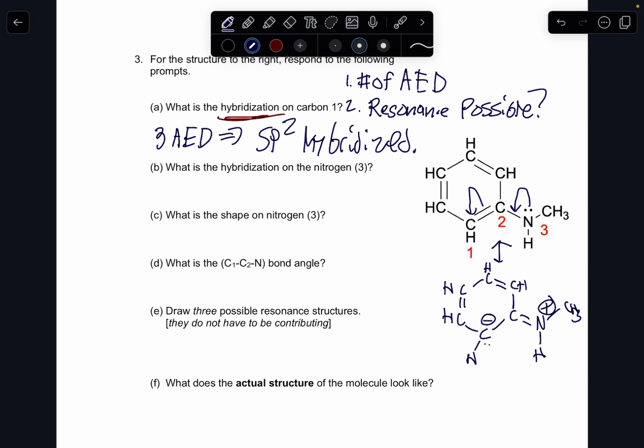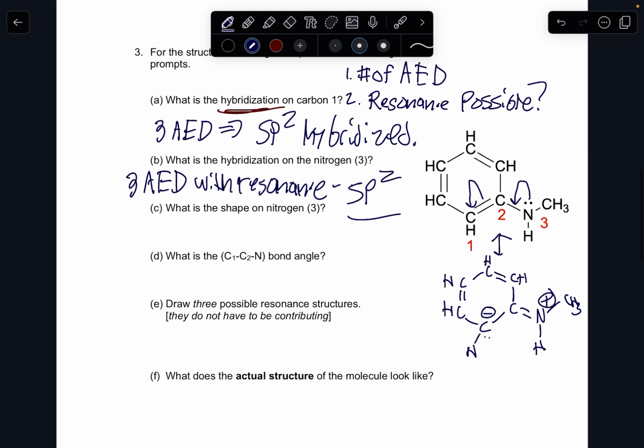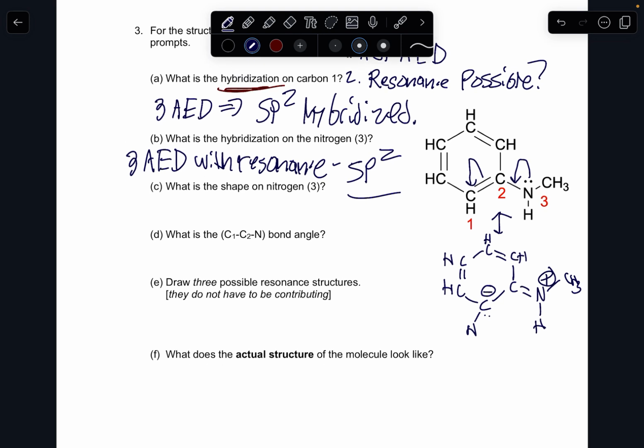And of course, this isn't super stable. However, it is a resonance structure. And therefore, now we can take a real look. 1, 2, 3 areas of electron density. So 3 areas of electron density with resonance. Therefore, it's sp2. This is a hard problem, one people often miss on the first exam.